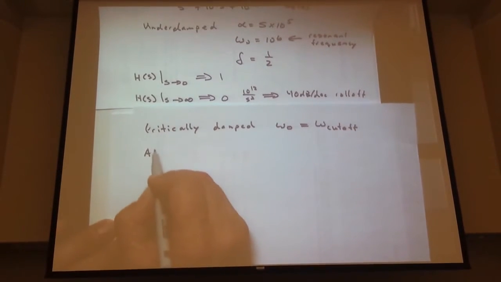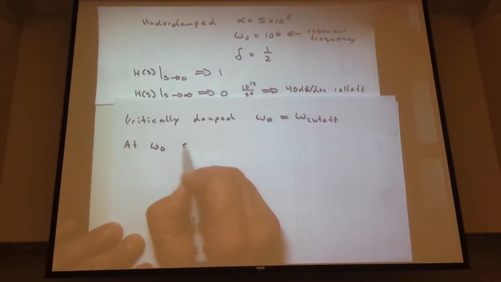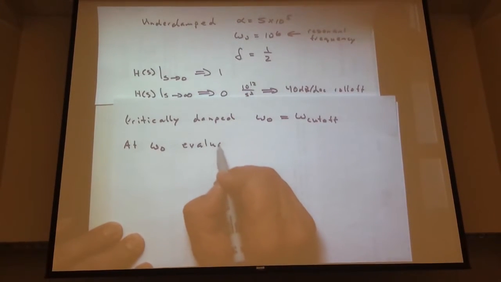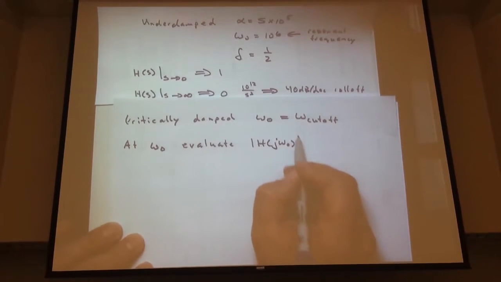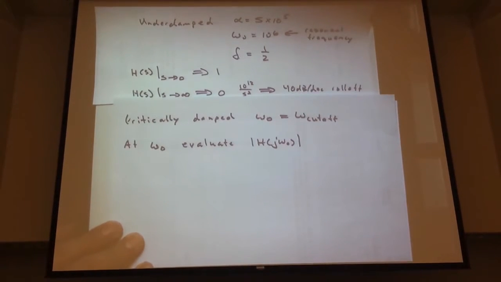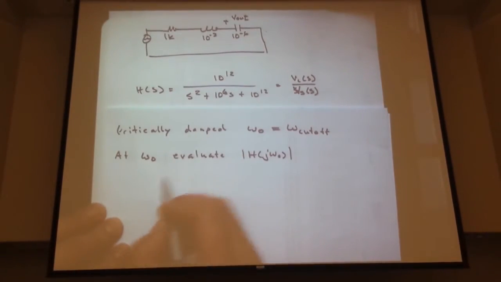At omega naught, evaluate the magnitude of H of j omega naught. Not 20 log specifically, but that's something we can do quickly. I mean, half of it we don't even have to think, which is always good news.